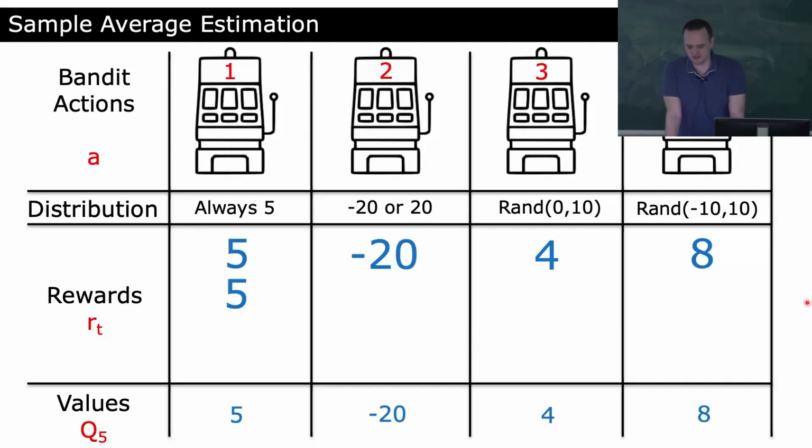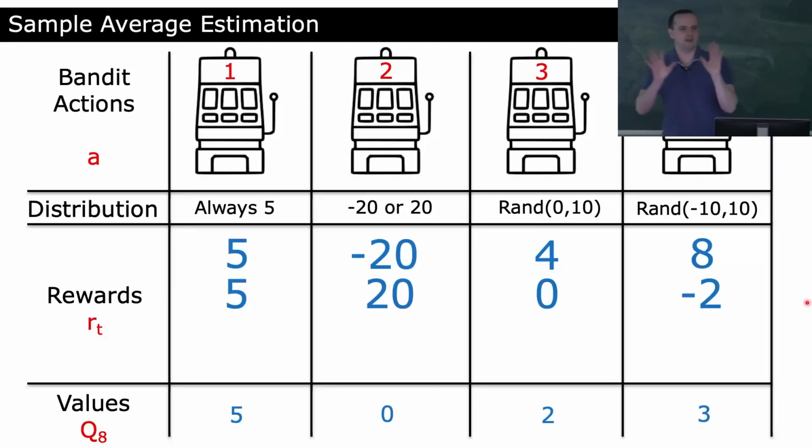Obviously, I get another 5, so my average there doesn't change. Now I got the 20, right? So my average here is 0. I got a 0 on the third one, so my average now is 2. And over here, I got a minus 2, and so my average now between 8 and minus 2 is 3. Okay, so 6 divided by 2. You can all do that, I'm sure.